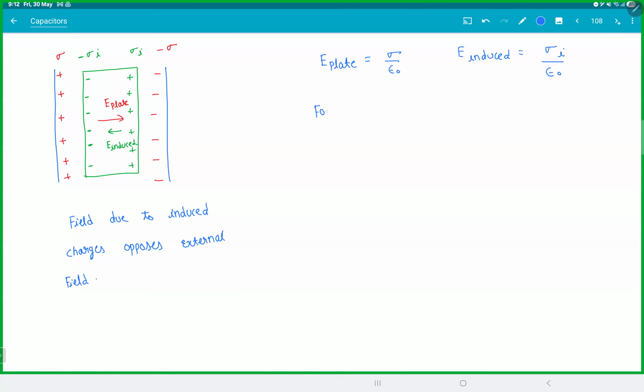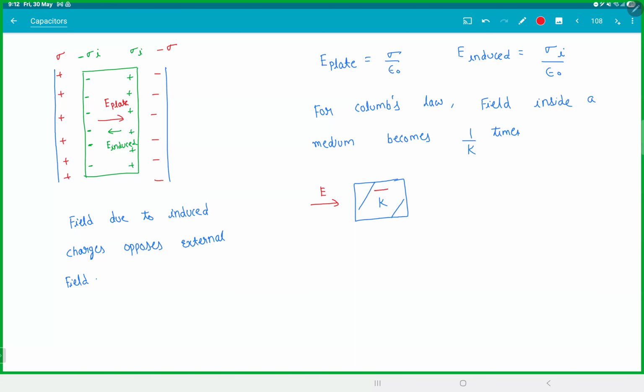And you guys remember in Coulomb's law, if you take two charges and put them in a medium, what happens to the force? 1 by k times. So the field also becomes 1 by k times. From Coulomb's law, the field inside a medium, this is a good result. You should definitely remember this. Field inside the medium becomes 1 by k times. Meaning, if you take a dielectric slab, if outside the field is E, the moment you enter inside, your field value becomes E by K. It decreases. Once you come out, again it becomes E.